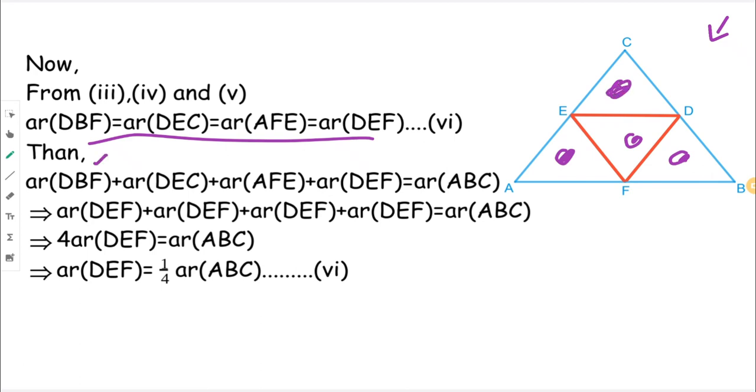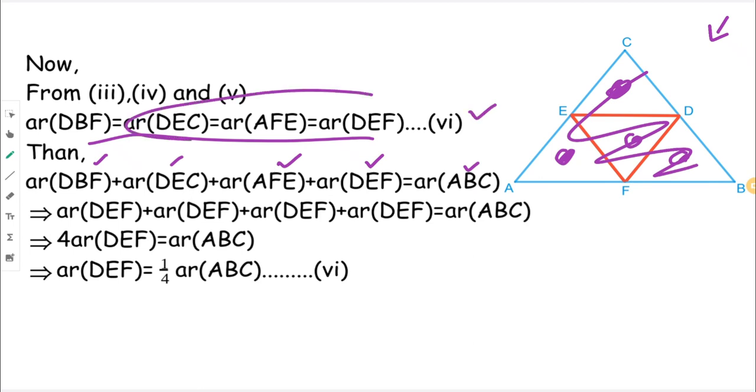DBF, DEC, AFE, and DEF, they all make up the entire area of this triangle ABC, right? But from 6 we know that all the areas are equal to one another. Okay, so I'm taking it all to be equal: DEF, DEF, DEF, and DEF. So we have 4 times area of DEF equals area of ABC. This 4 will go down to the denominator, and that is how we'll have the proof that we need. Area of DEF equals 1/4 times the area of ABC.